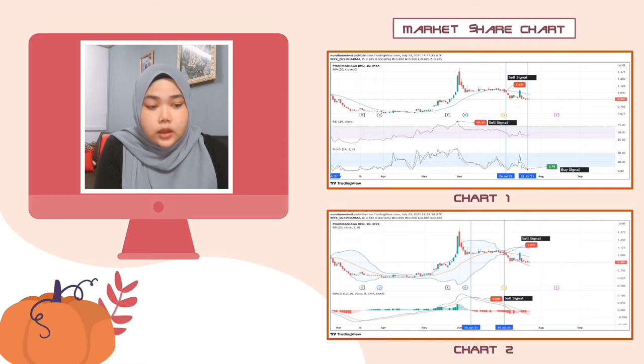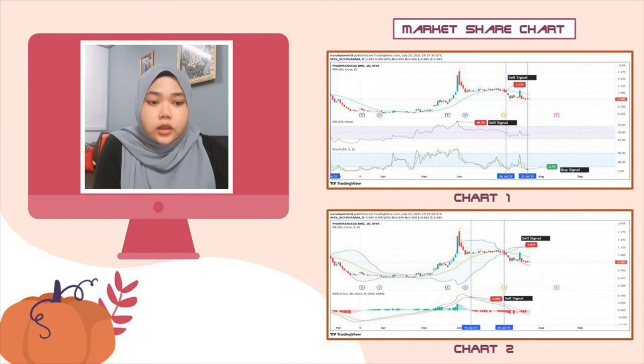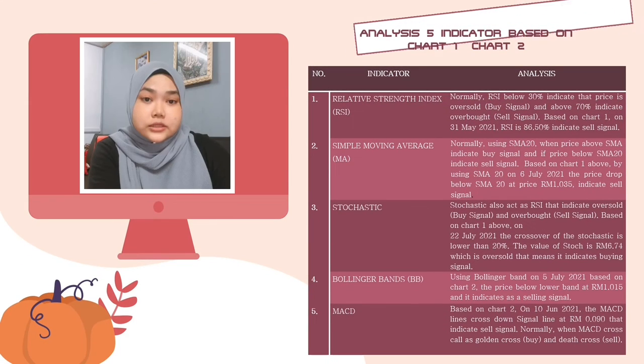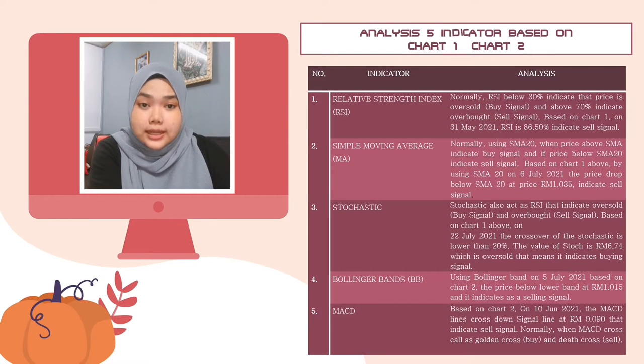Let's continue. If you can see right now in this slide, there are 2 charts, which are chart 1 and chart 2. Chart 1 consists of simple moving average, SMA, relative strength index, RSI, and stochastic. Meanwhile, in chart 2, there are Bollinger Band and MACD indicators. So, allow me to analyze each indicator one by one.